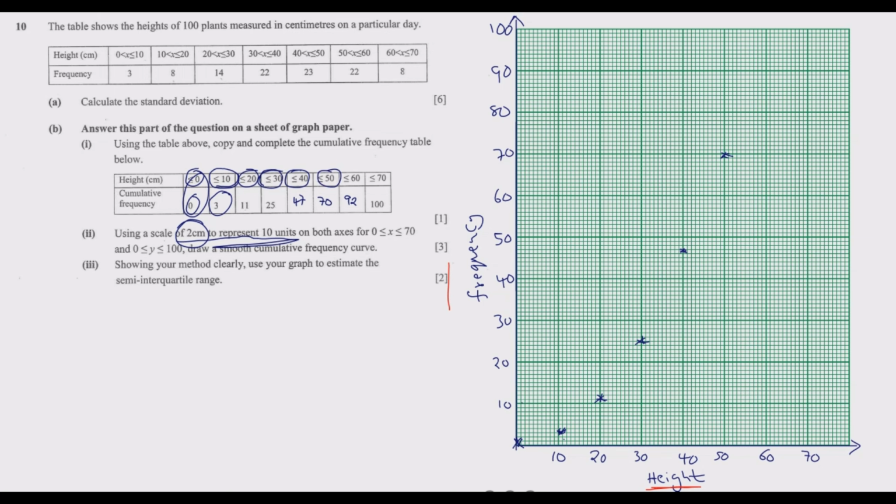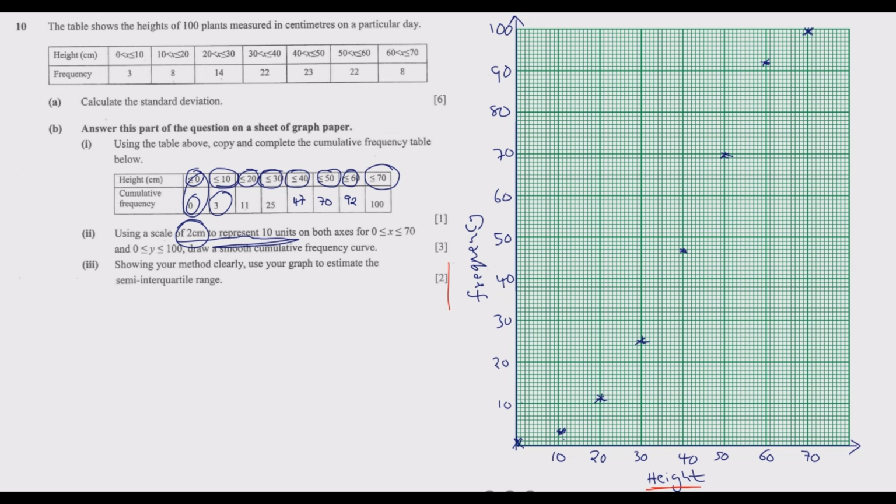Then below or equal to 60, 92. So you come and at 92, which is basically somewhere here. So lastly, those plants that are 70 or less, they are 100. So you come along 70 and at this point, this will be the case.